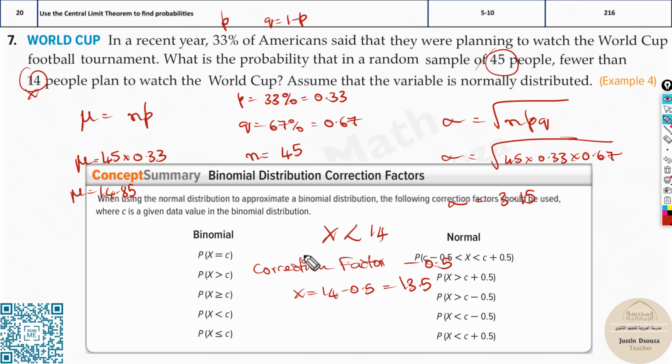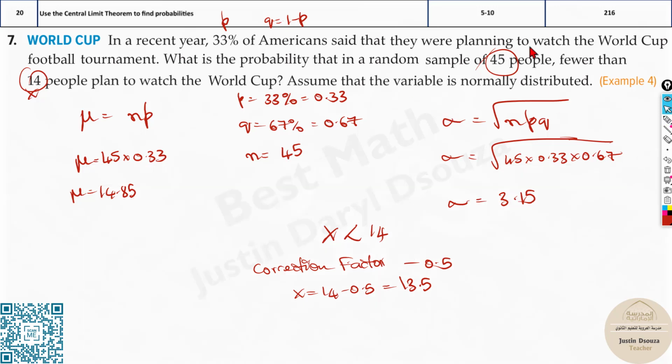We will come across these in the next problems, and we'll try to do all the different ones. So now in this case, which is very simple because I've just given you one set of values, fewer than, that's it. In such a case, you have to use x as 13.5, and now let's do it. The z value will be x minus mu divided by sigma, that is 13.5 minus 14.85 divided by 3.15, isn't it?